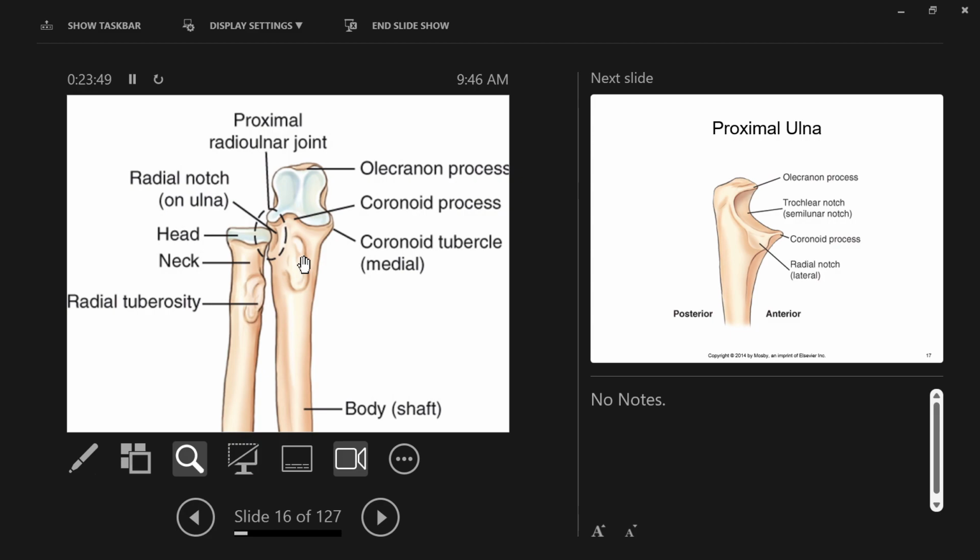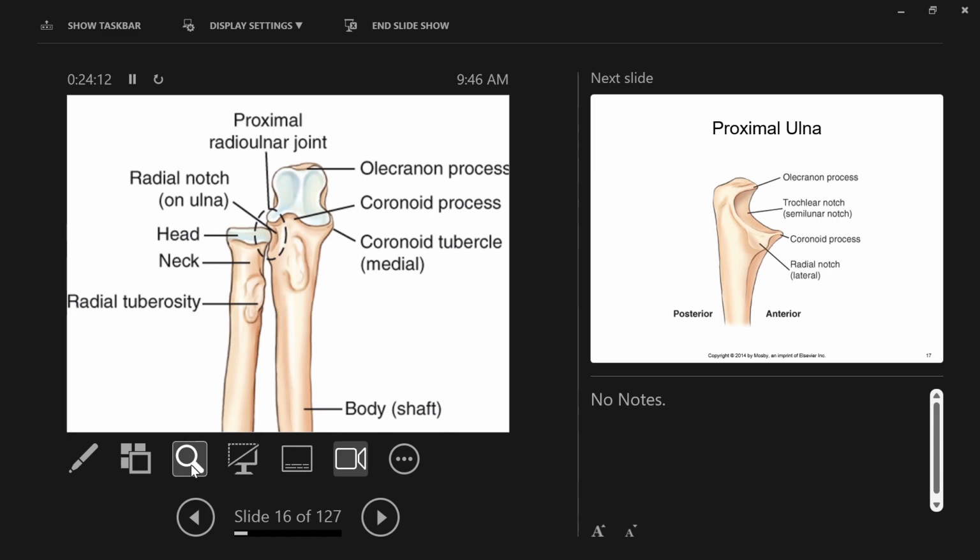All right, so we had 3 things on the proximal radius, 3 things on the proximal ulna, and 1 joint space proximally. Okay, so radial tuberosity, neck and head for the radius. For the ulna, coronoid tubercle, coronoid process, and olecranon process.